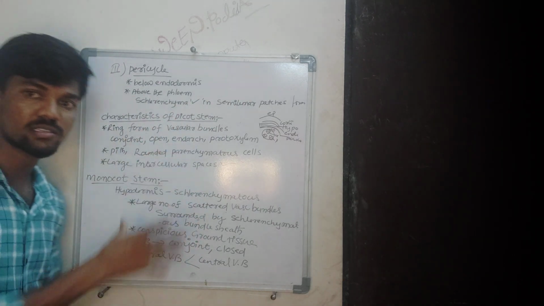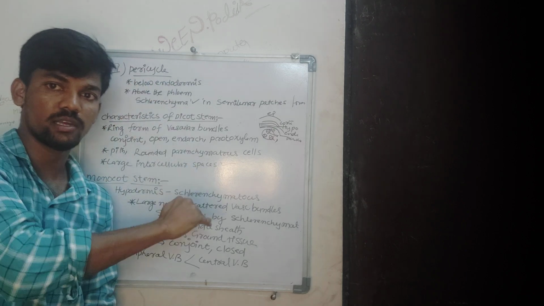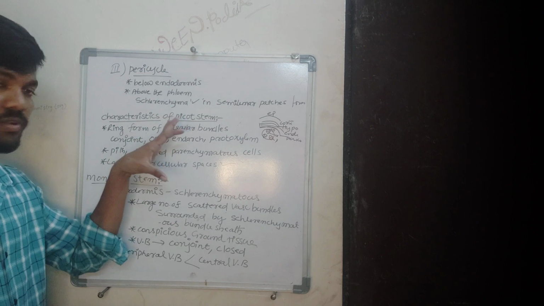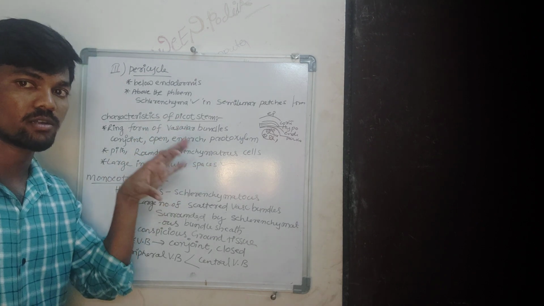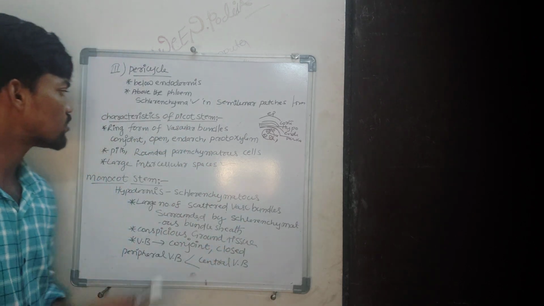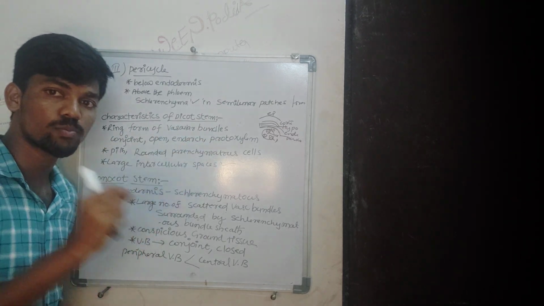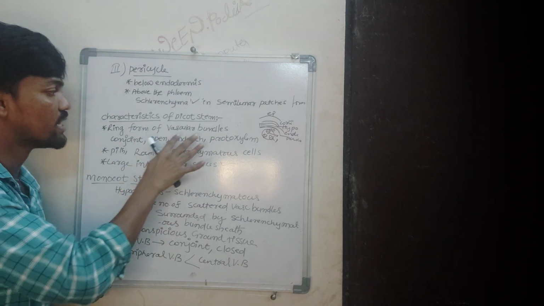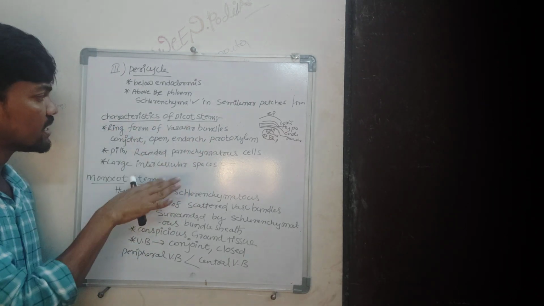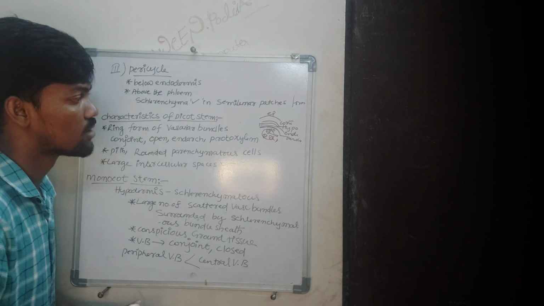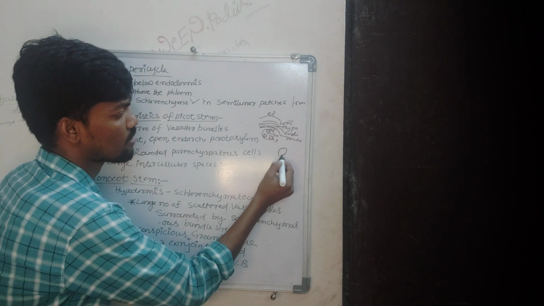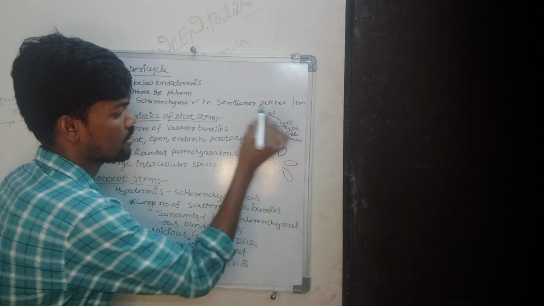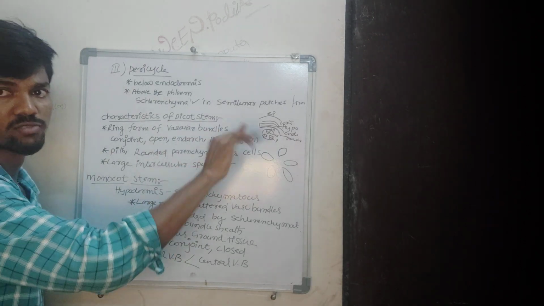So, coming to the characteristics of the dicot stem. We will discuss the points here. What are the characteristics of the dicot stem? Coming to the point, the ring form of vascular bundles is present only in the dicot stem. Vascular bundles are arranged like this, in a ring form.